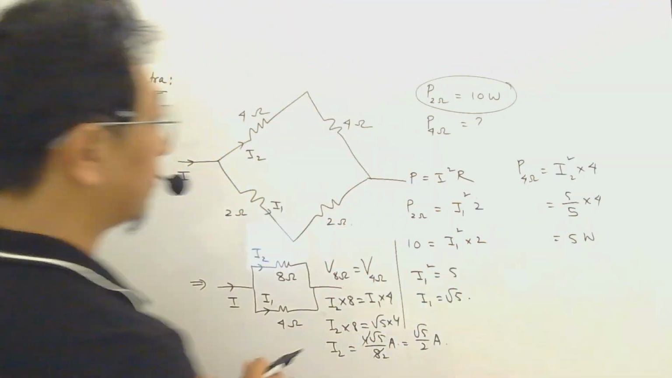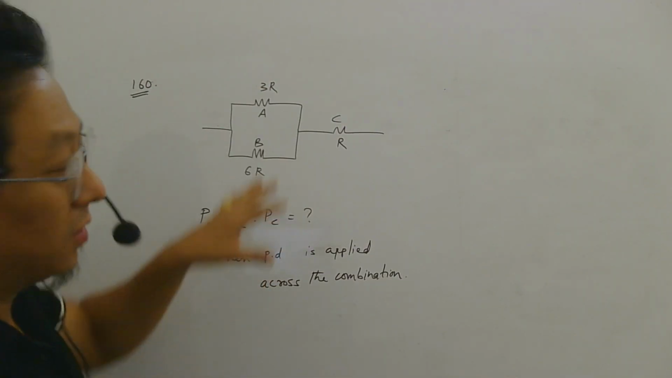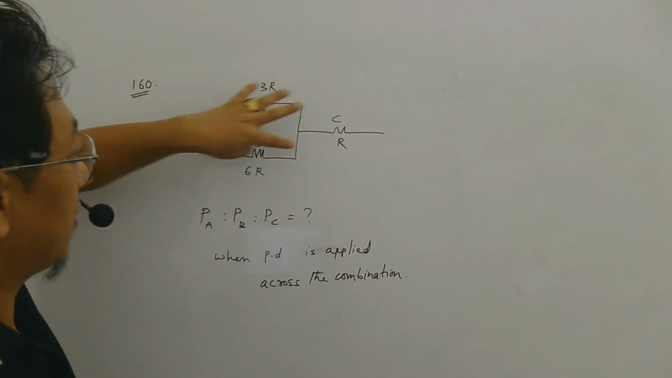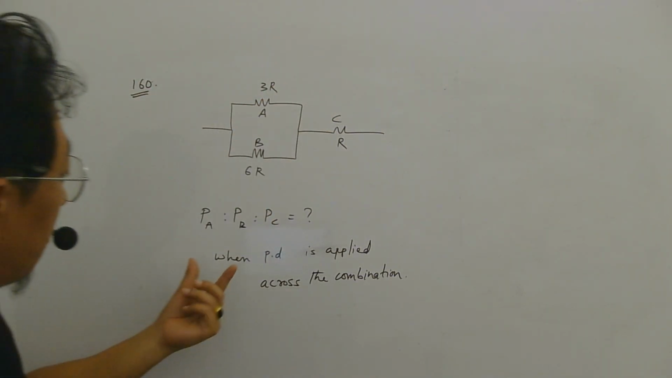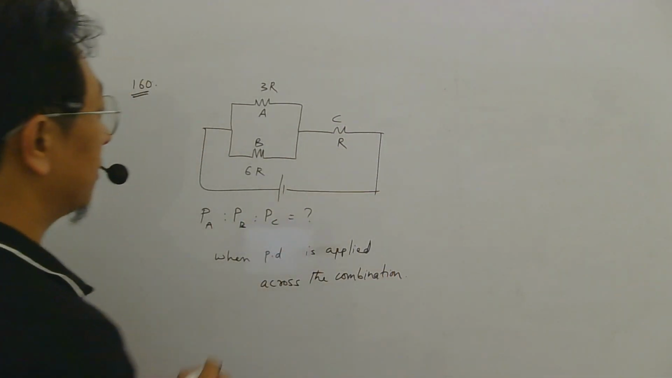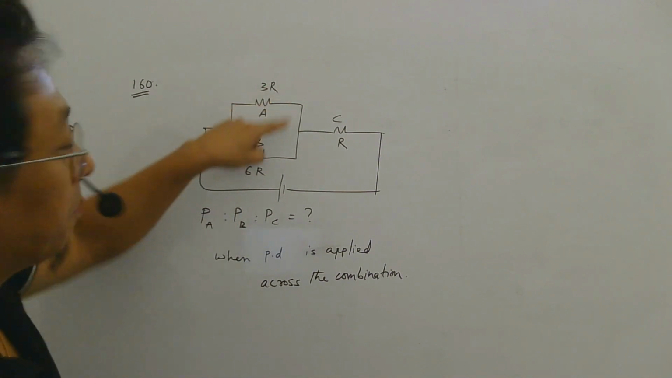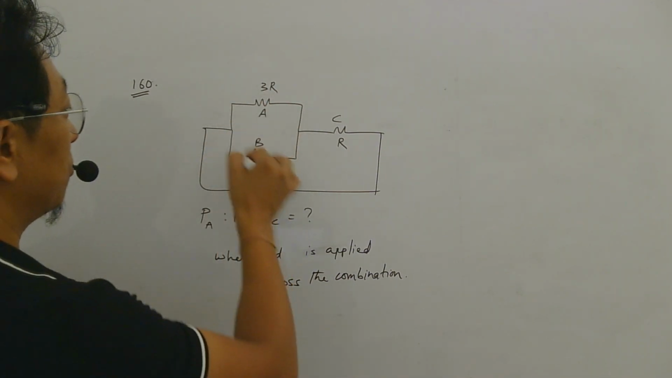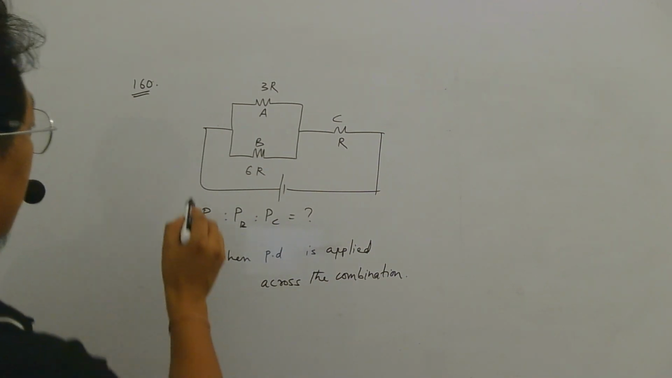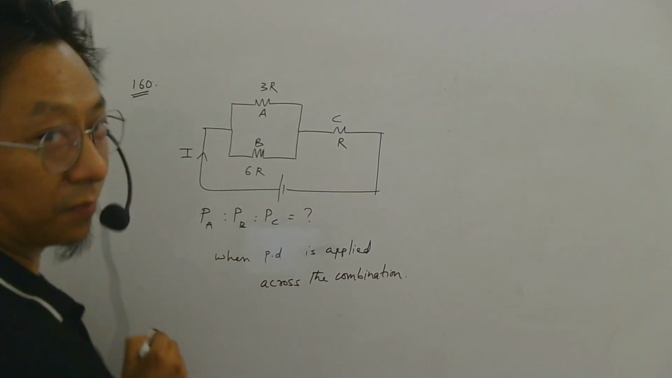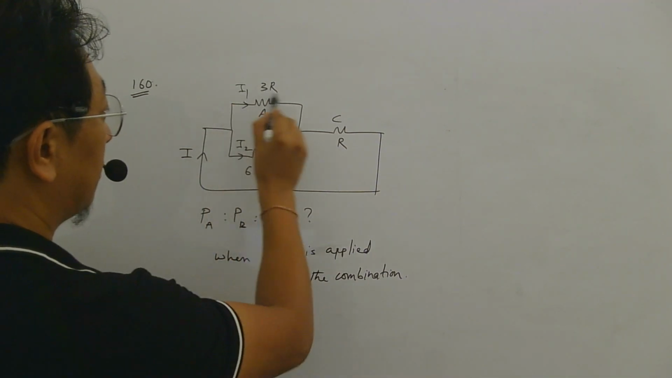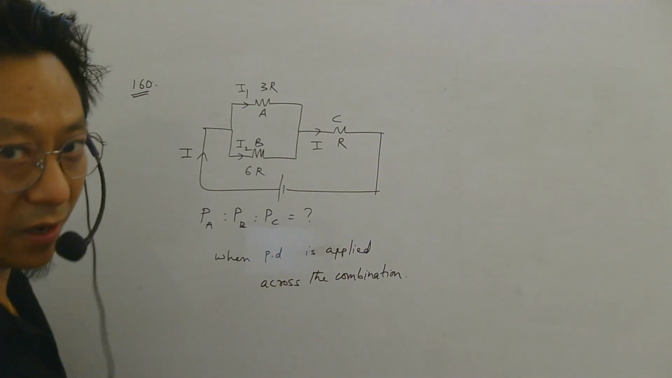Okay. Now let's see question number 160. There are three resistors A, B, C. Their resistances are given 3R, 6R and R. And when potential difference is applied across them, some battery you can imagine, they want what is the ratio of the powers consumed by the resistors. So one way to do this is, let's say current I is coming. That current I will divide here I1, I2. That will again add and I will go, right?